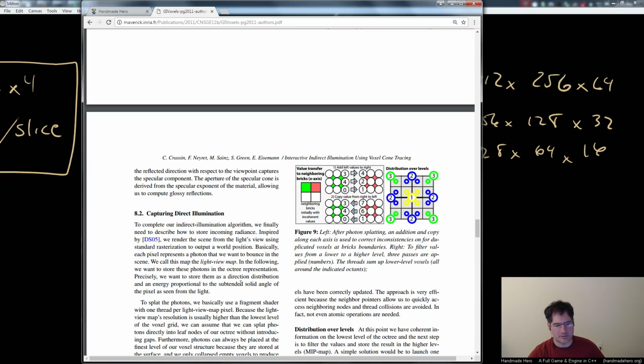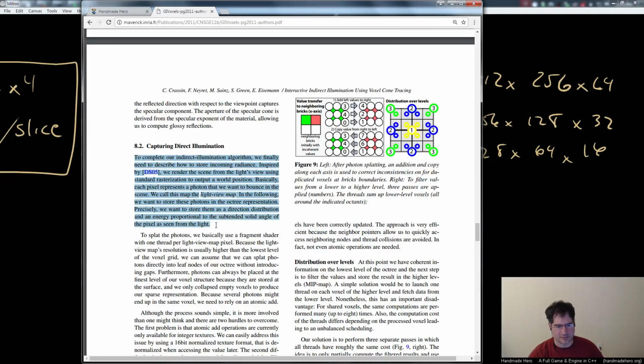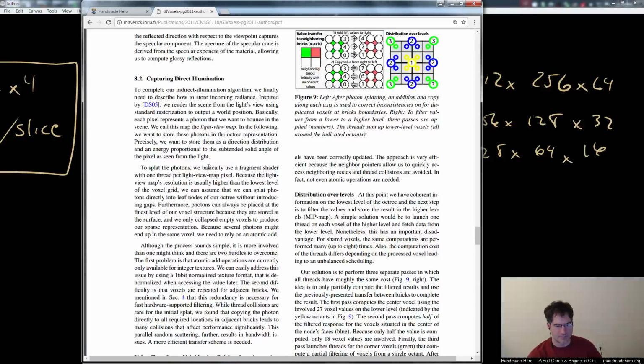So you can see here what they do is they take the light position and they render the world from the light source and treat that as basically where to seed the lights into the voxel, right?